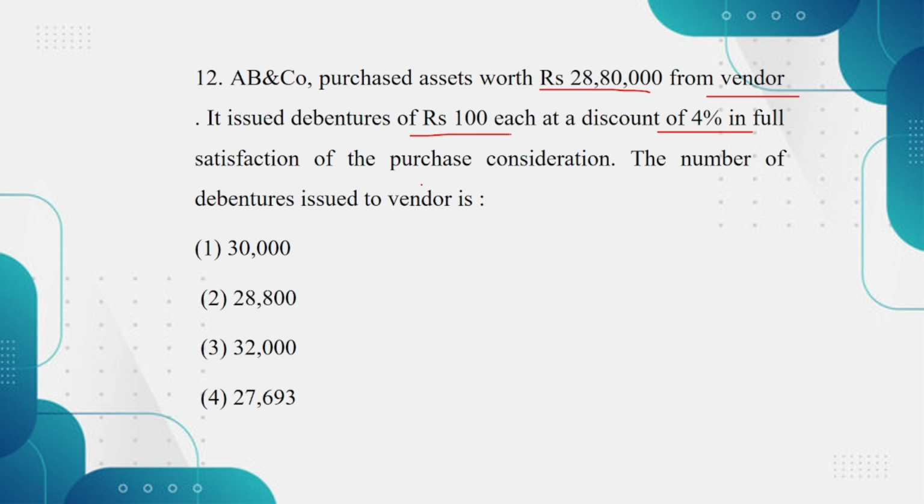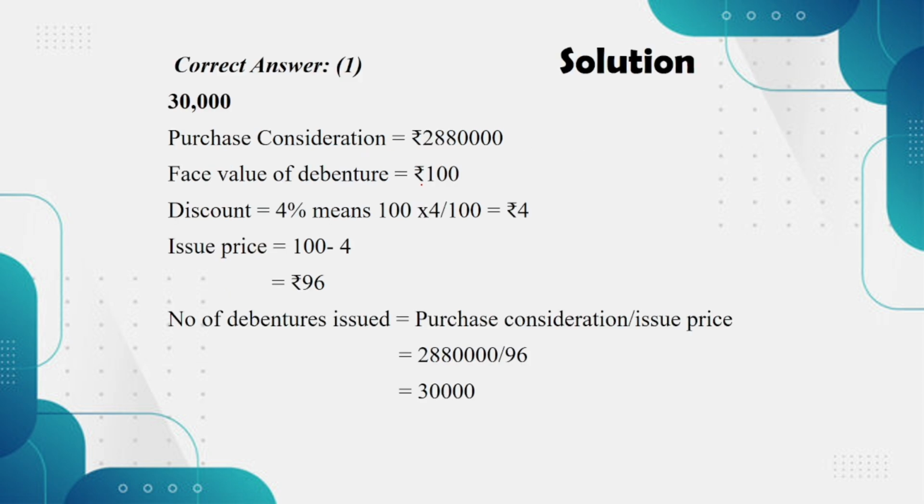You know very well, at the time of discount or premium, you have to be very clear. If it is discount, the purchase consideration divided by 100 minus discount rate. If it is premium, purchase consideration divided by 100 plus the premium rate. So here, this is the method we have to adopt. 28,80,000 divided by 100 minus 4, that is 96. So 30,000 is the correct answer.